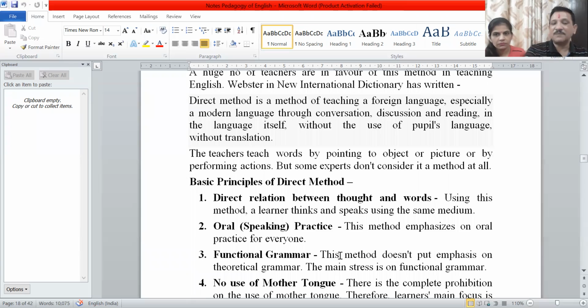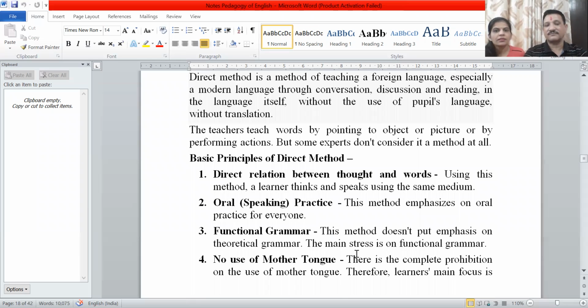Now, the basic principles behind the direct method. The first is the direct relation between thought and words. While we are thinking, we think in Hindi and after that we translate into English. But in the direct method, whether you are thinking or using words, writing, speaking, listening or reading, you have to use English words. Using this method, a learner thinks and speaks using the same medium, that is the English language.